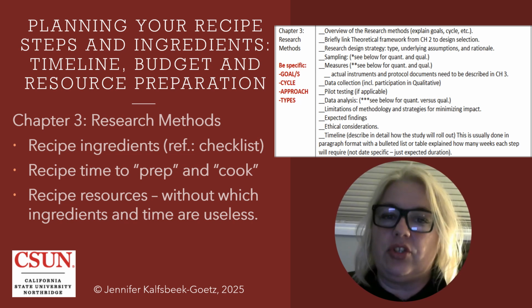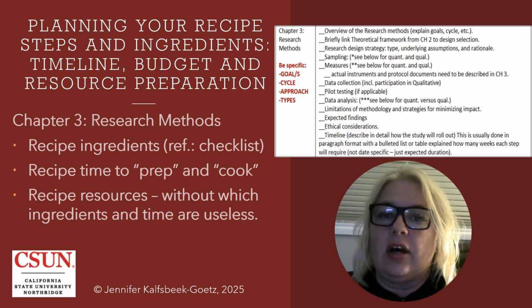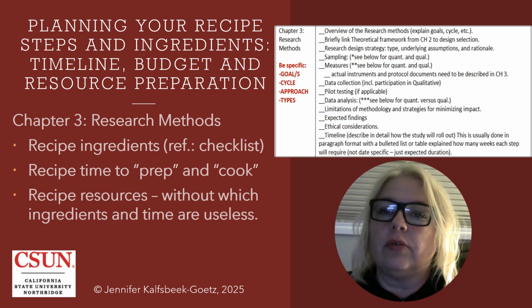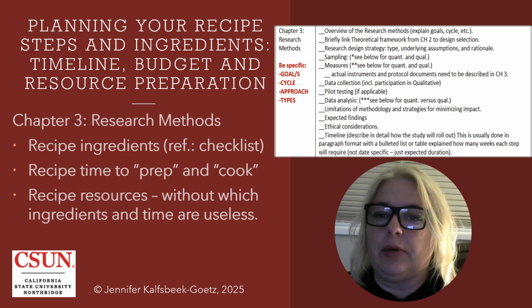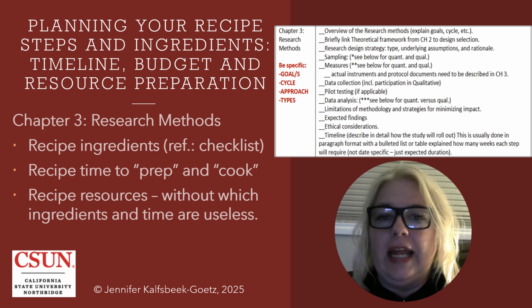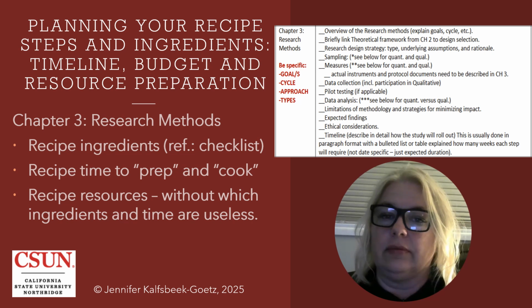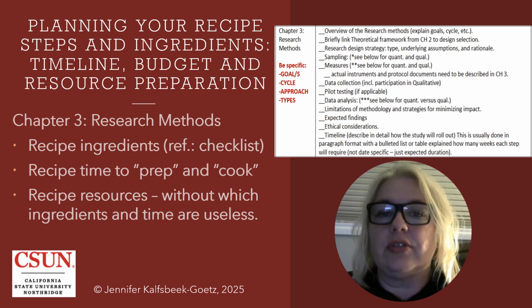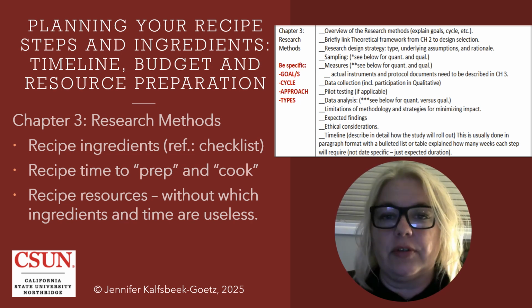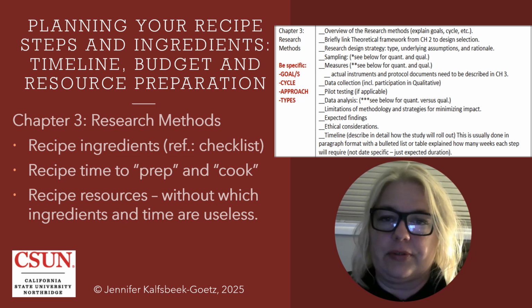So Chapter 3's checklist focuses on these elements listed here: overview of the research methods, briefly link the theoretical framework from Chapter 2 to your design selection, your research design strategy, the type of research, underlying assumptions, and rationale. And in that section, you'll want to talk about your goals, your cycle, your approach, and the research methods types. All of those are from the overview document in our course.